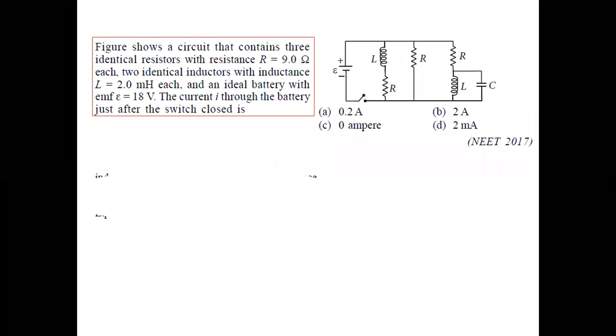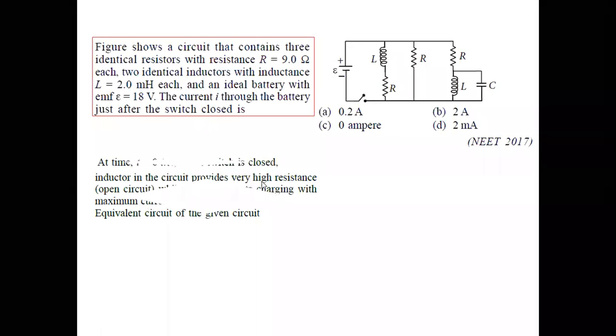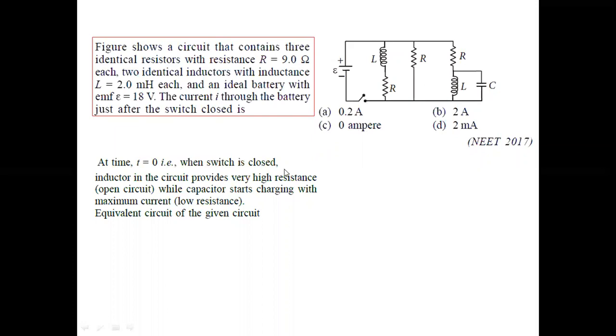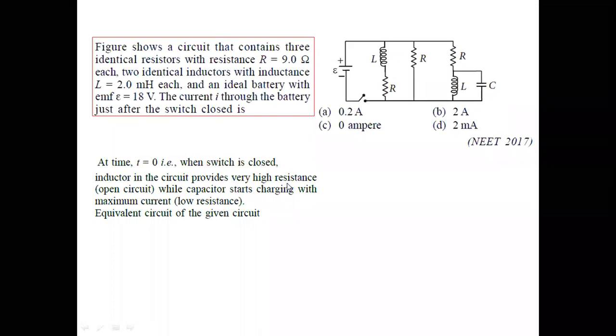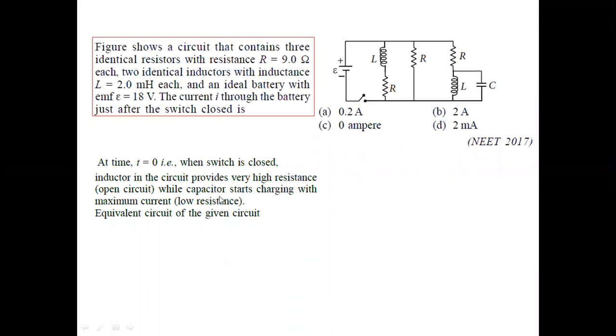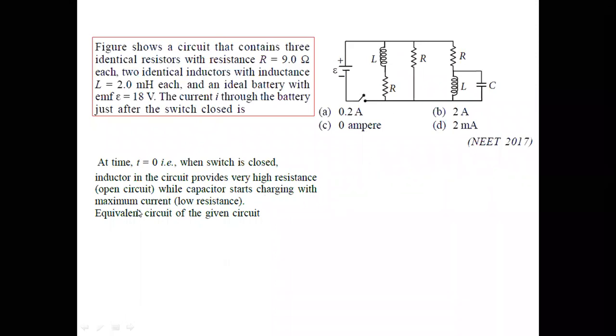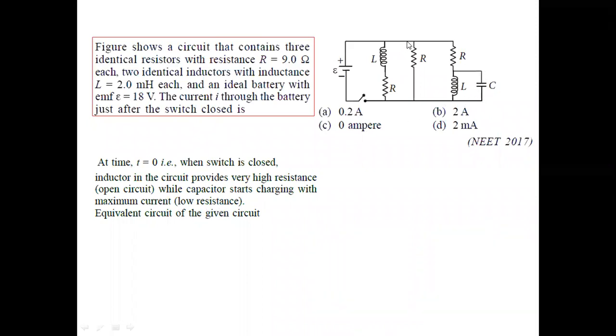Let me address it very systematically. At time t equal to 0, when the switch is closed, the inductor in the circuit provides very high resistance because the inductor is going to behave as an open switch. It will not allow current to flow in this path. This path is blocked. Well, the capacitor starts charging with maximum current with low resistance. There is a flow of current here, there is no flow of current here. It acts as open.